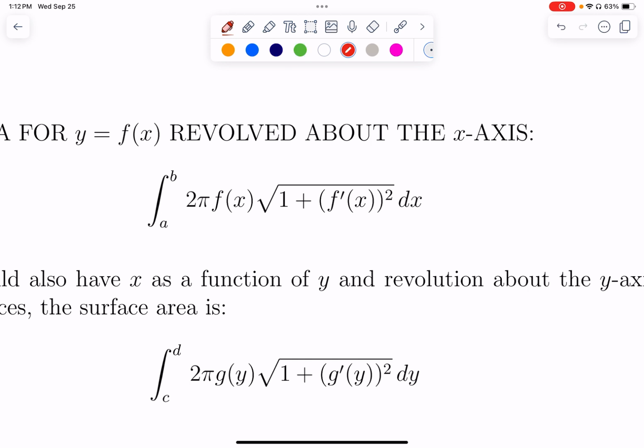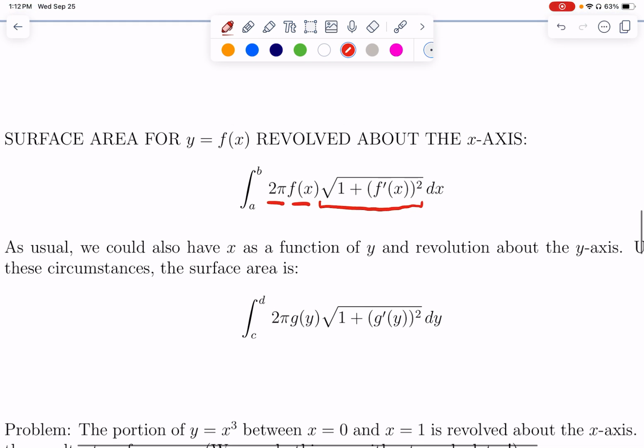So there's some magic behind the scenes, but this is what we're seeing. We're seeing 2 pi times the function value, which is measuring the radius. And then this is exactly the thing that we integrate to find arc length. So it's not shocking that we see that here. You are going to have to just learn this as its own formula. It's believable why this is the correct formula, but I haven't really proved it.